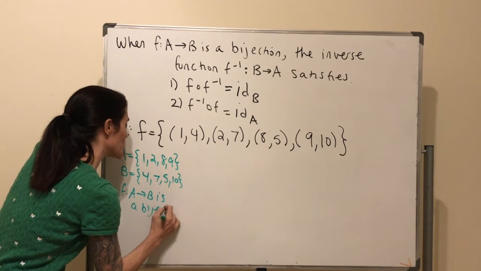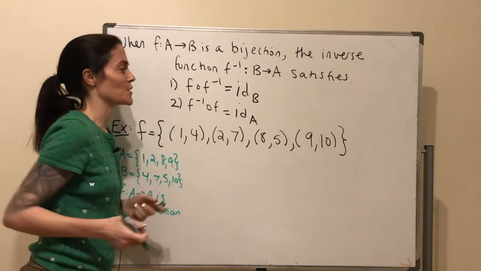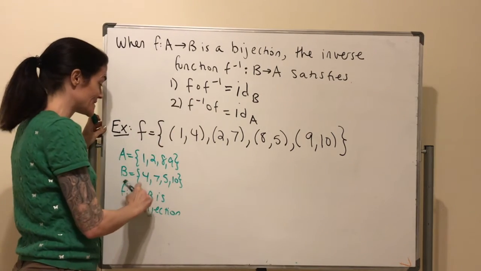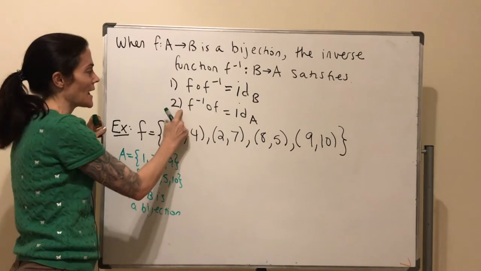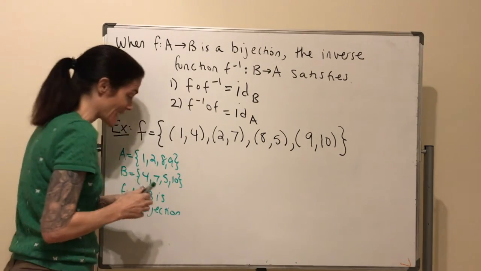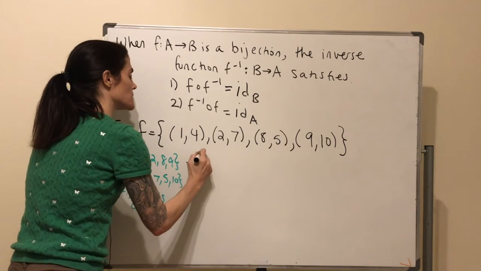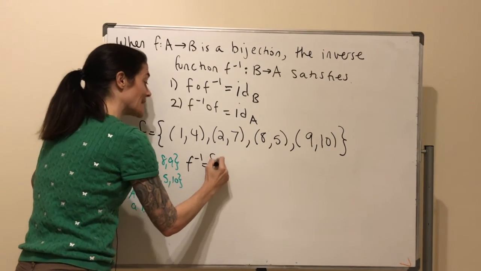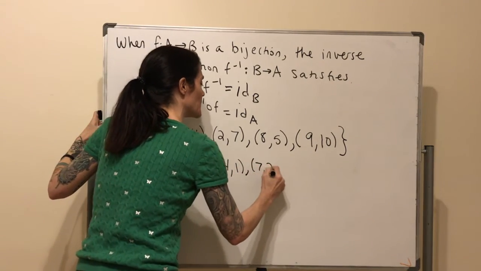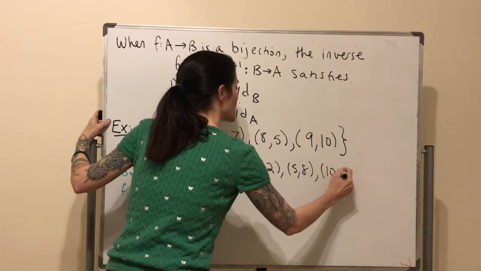So let's compute the inverse. Well, we know the inverse relation. You just interchange the ordered pairs. But then let's compute F compose F inverse. We should see the identity on B. And F inverse compose F, we should see the identity on A. First thing is F inverse. This is the inverse relation. This is 4, 1, 7, 2, 5, 8, and 10, 9.